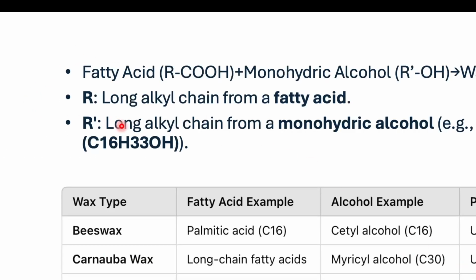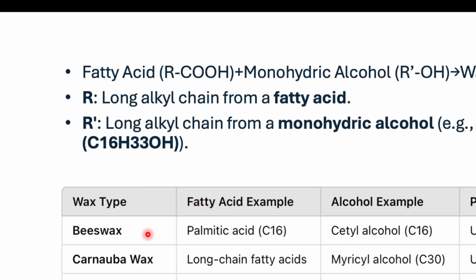Here is an example, a table of natural waxes. Fatty acid, the reaction RCOOH plus monohydric alcohol, R'OH, being a simple lipid, gives wax, RCOOR' plus H2O, where R is a long alkyl chain from a fatty acid and R' is a long alkyl chain from a monohydric alcohol, like cetyl alcohol.